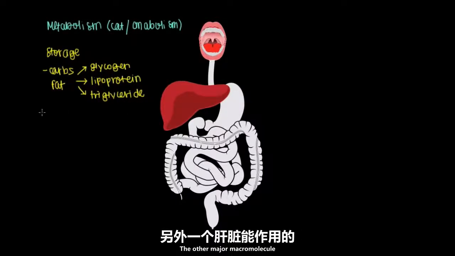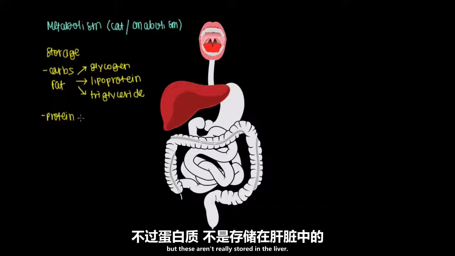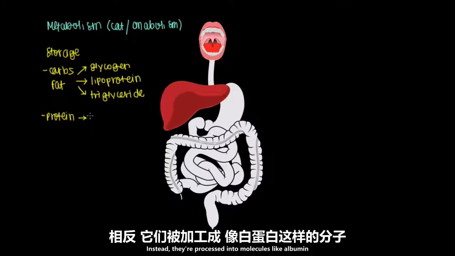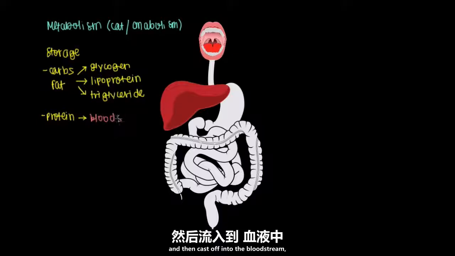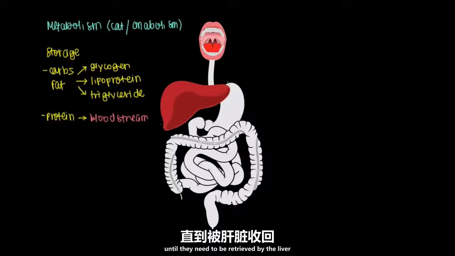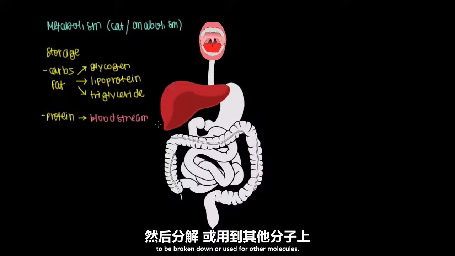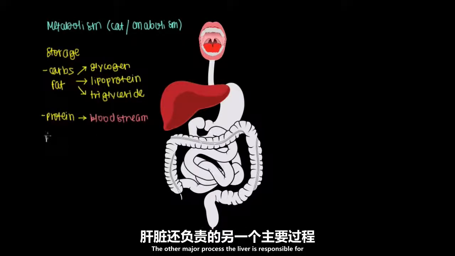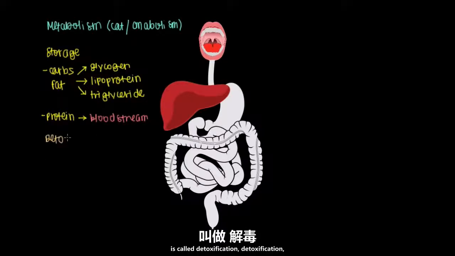The other major macromolecule class that the liver sees are proteins, but these aren't really stored in the liver. Instead, they're processed into molecules like albumin and then cast off into the bloodstream, where they'll float around and carry out other functions until they need to be retrieved by the liver to be broken down or used for other molecules. The other major process the liver is responsible for is called detoxification.